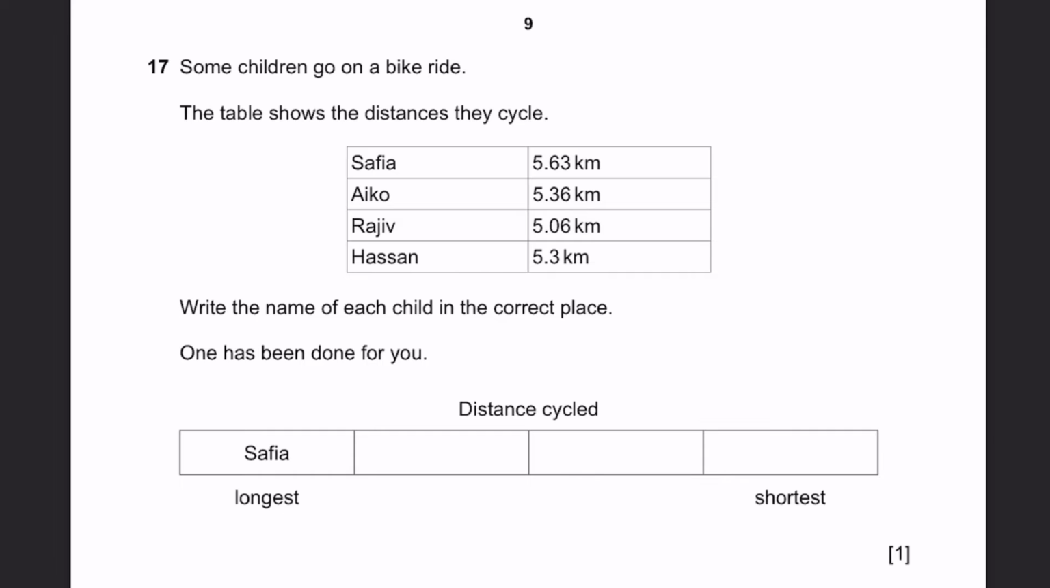Some children go on a bike ride. The table shows the distances they cycle. Write the name of each child in the correct place. One has been done for you. Distance cycle. Sofia is the longest since it's 5.63 kilometers. Next is 5.36 kilometers, which is Aiko. Next is 5.3 kilometers, Hassan. And the smallest distance is Rajiv, or the shortest distance actually, which is 5.06 kilometers. Quite straightforward, right? That's the answer.